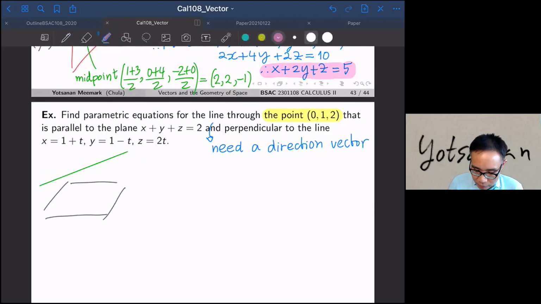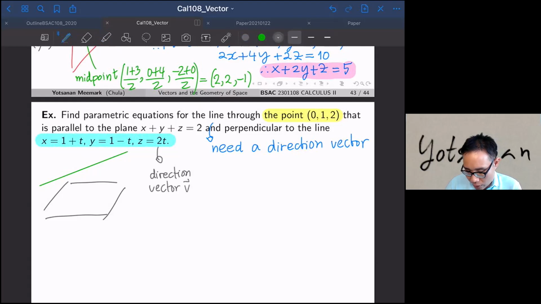So let's first notice that this line has the direction vector v, which is 1, negative 1, 2. So this one is going to be 1, negative 1, 2, and the line here is going to be this line.